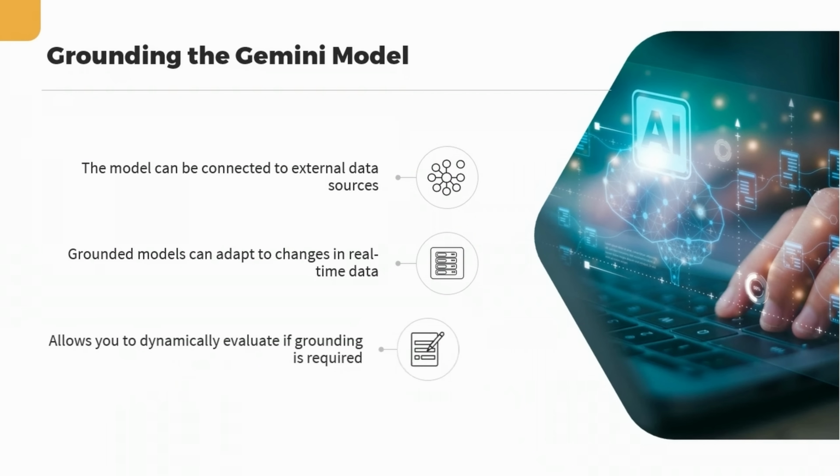Gemini models can evaluate whether a prompt requires up to date or specialized information, and it can activate grounding selectively. If the model's existing knowledge suffices, grounding is bypassed. Otherwise, it retrieves data from sources like Google search or your proprietary database.